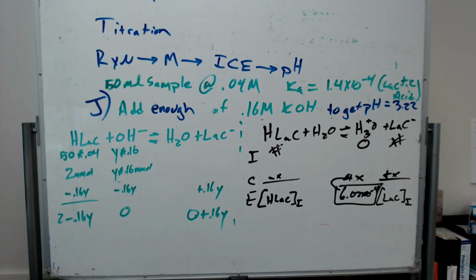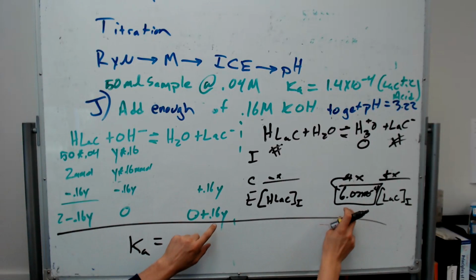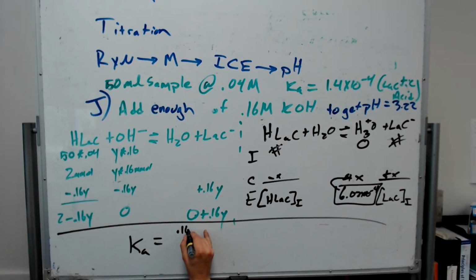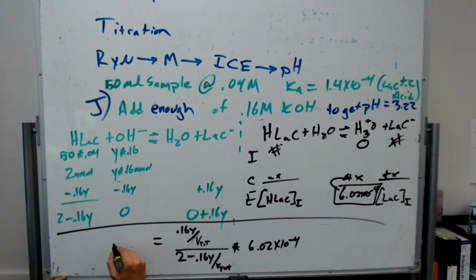I'm going to give myself a little bit more space for this setup. We'll have Ka is equal to products over reactants. So we're going to have the lactic, 0.16y divided by, I'm just going to call it total volume, V total, divided by 2 minus 0.16y divided by volume total, times 6.02 times 10 to the minus 4. We can plug in the Ka as well, 1.4 times 10 to the minus 4.